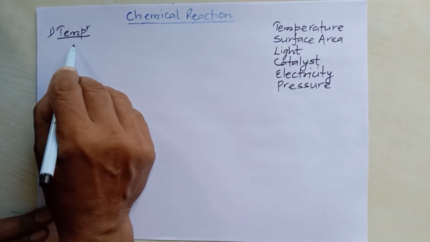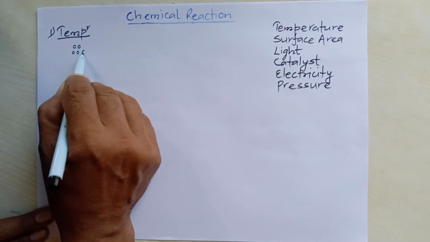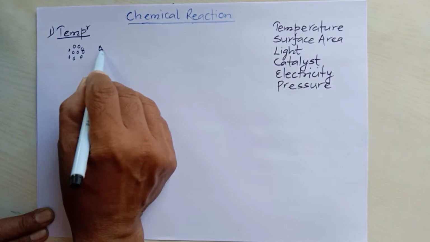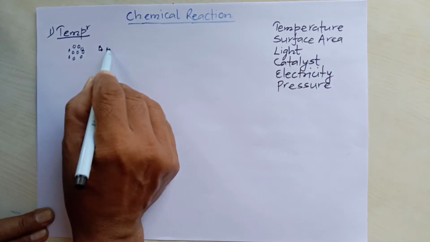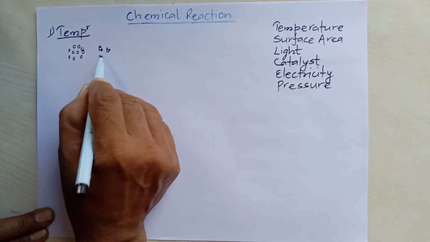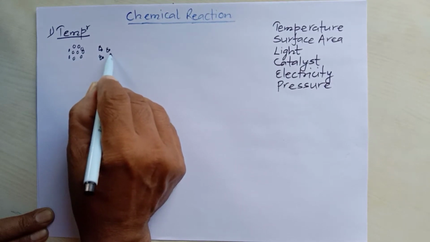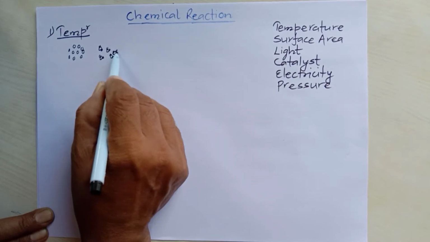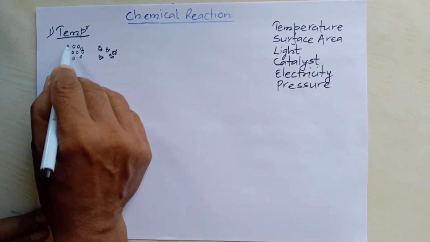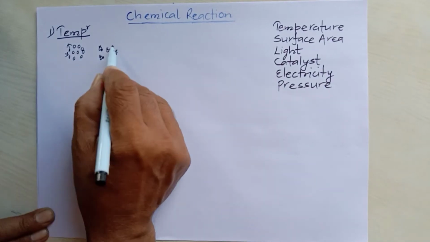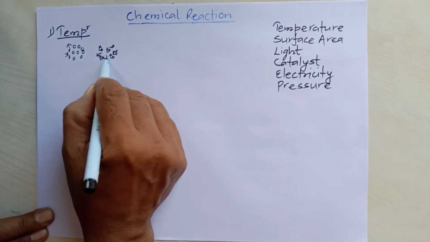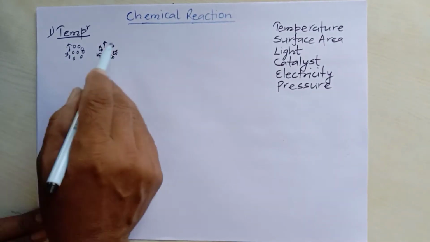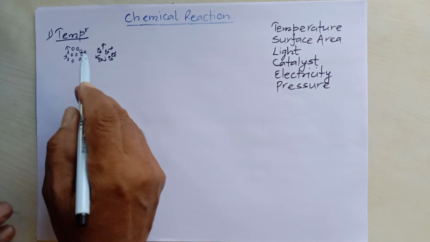Just for example, these are, let's say, the atoms of the reactant, or maybe this is the molecule, which contains more than one atom. When they are heated, then their molecule or atom begin to move very fast. This is a random vibration. Heat increases the random vibration. The vibration of the molecule becomes very, very fast.